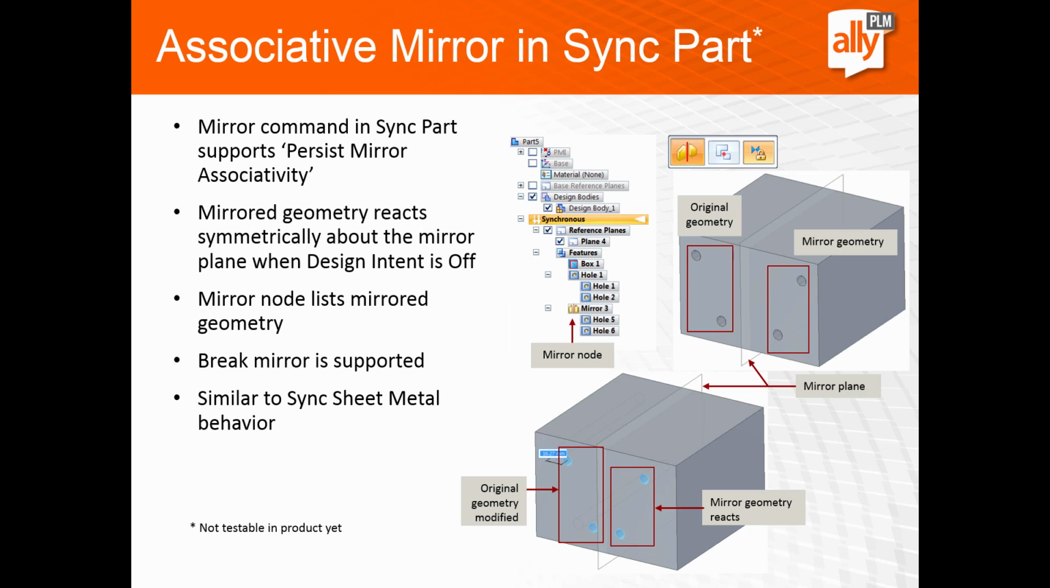And finally, we also have the associative mirror in the synchronous part. On the command bar, there is a persist option now, where we can maintain that association between the mirrored geometry and the original geometry. It'll be associative across the mirror plane that you've created. There is an option to break that mirror if you want to. You can right click and say break, and then the geometry is no longer associative back to the original. So just a nice new option here inside of the mirror command in the synchronous environment. With that, let's go ahead and take a look at these on some example files.